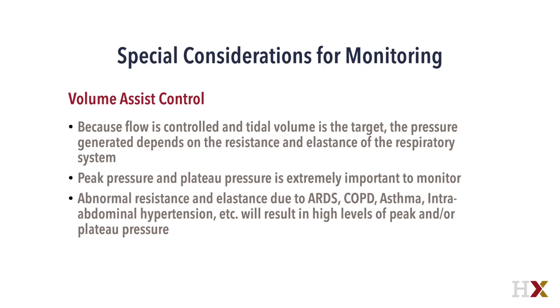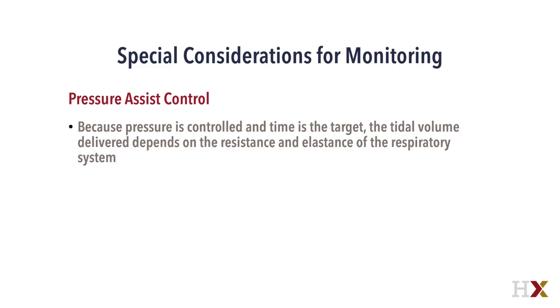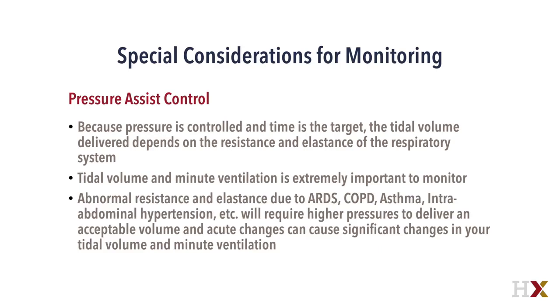peak and/or plateau pressure. In pressure assist control, because pressure is controlled and time is the target, the tidal volume delivered depends on the resistance and elastance of the respiratory system. Tidal volume and minute ventilation is extremely important to monitor. Abnormal resistance and elastance due to ARDS, COPD, asthma, intra-abdominal hypertension, etc. will require higher pressures to deliver an acceptable volume, and acute changes can cause significant changes in your tidal volume and minute ventilation, and therefore can change your arterial pH.